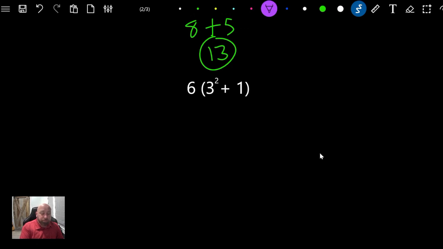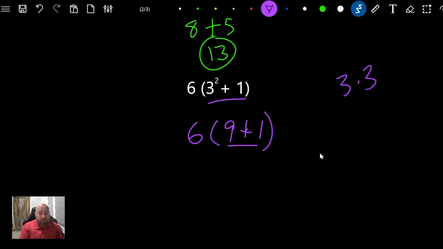Same thing here. We're going to go ahead and do inside the parenthesis first. If you notice that once I get inside the parenthesis, my first thing that I need to do is I need to do my exponent because exponents come before addition. So I would get 6 times 3 squared, which is 3 times 3, so that's going to be 9, and that's a plus 1. Still in the parentheses. I have not solved the parentheses. All I did was solve this right now. So now I'm still inside the parentheses.